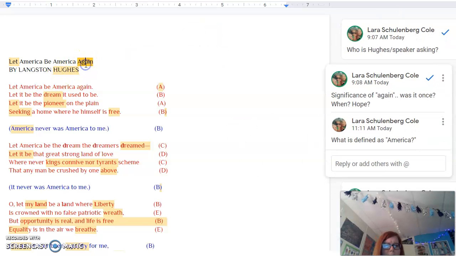We also see the word again. Why again? Did it occur once? When did that happen? Is there an inkling of hope in that title that something will return? I also think that the words America be America challenge us to think about what is defined as America. What is the speaker defining as America?